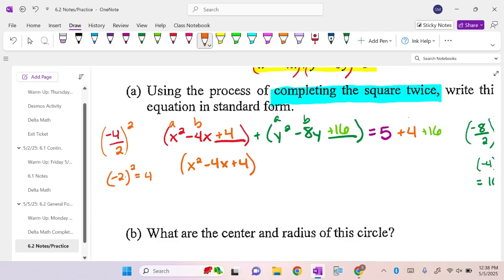I'm going to keep it in parentheses. Plus y squared minus 8y plus 16. It's going to equal to 4 plus 16 is 20, plus 5 is 25. So it's all going to be equal to 25.